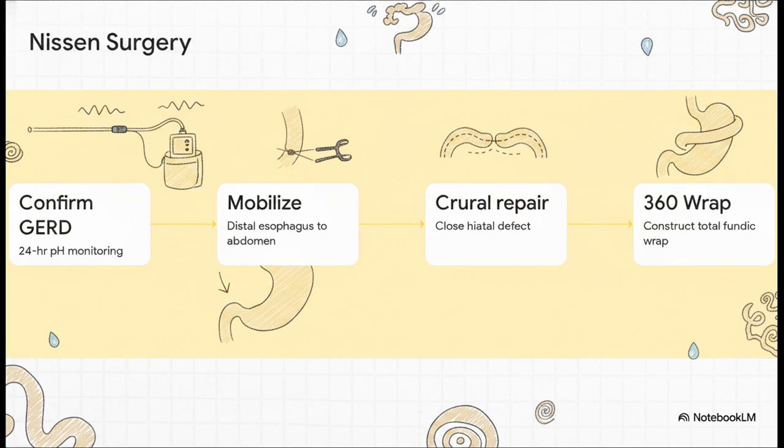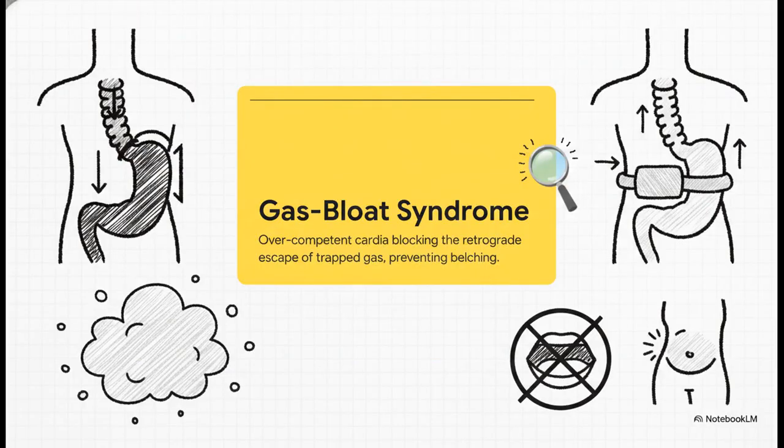The surgeon is going to follow 3 absolutely key anti-reflux principles here. Step 2, they'll mobilize the distal esophagus by pulling it about 2 to 3 centimeters back down into the abdomen. Step 3, they perform a crural repair to manually close up that hiatal defect. And finally, step 4, they construct a total 360-degree wrap of the stomach fundus right around the lower esophagus to reinforce that weak sphincter. But there's a catch.